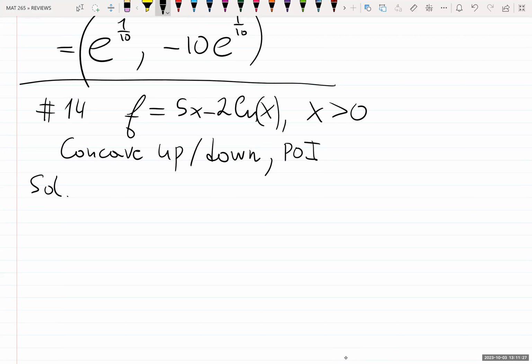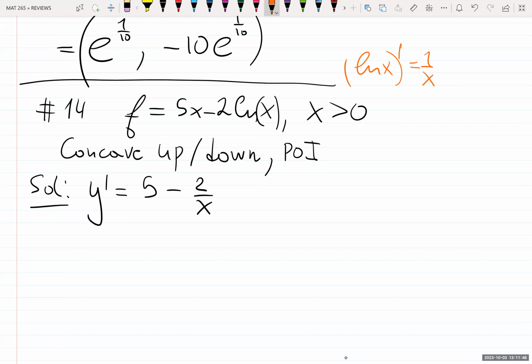So solution. Start with the first derivative. You can call it f prime. I like to call it y, which is actually not right. It's not necessarily y. Maybe it's g, but it's fine. y prime is 5 minus 2 over x. Whoa, how did we get that? Well, let me remind you. The derivative of ln x is 1 over x. So when I have 2 ln x, that's going to be 2 times 1 over x. And I just remember this like 2 over x. Why not?